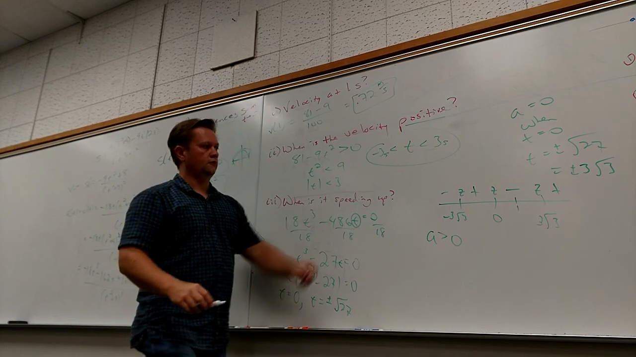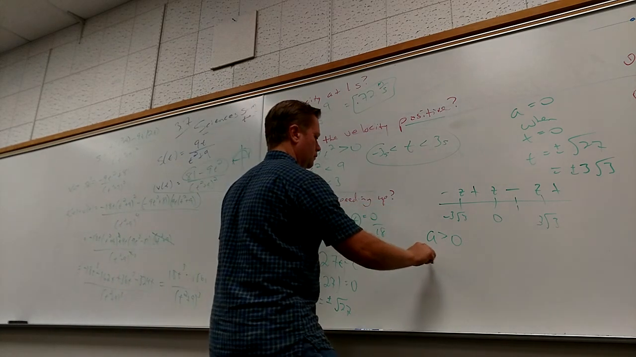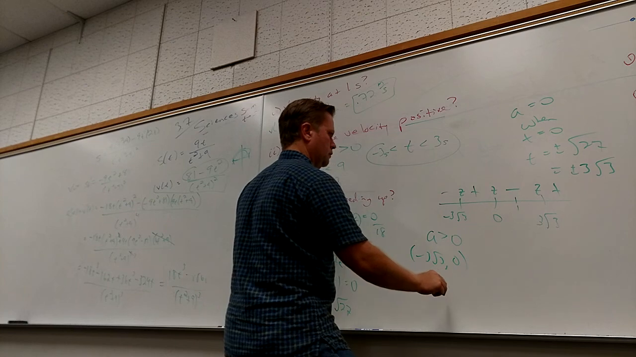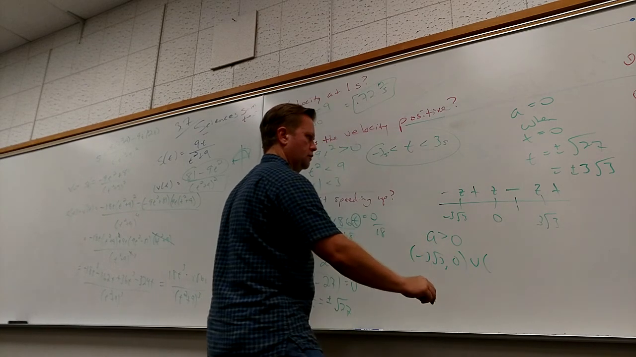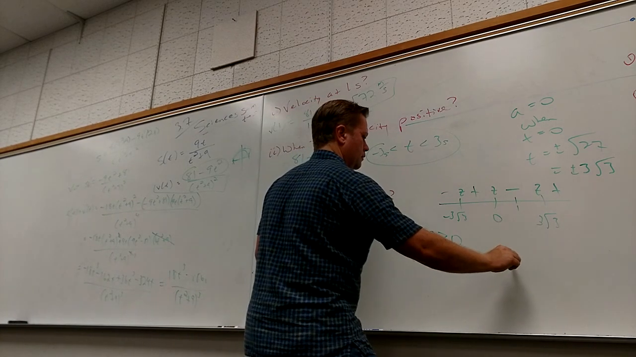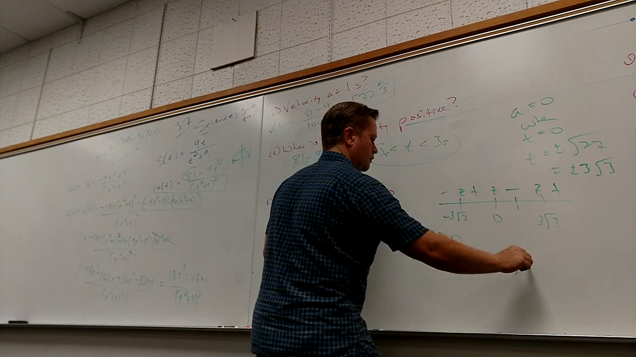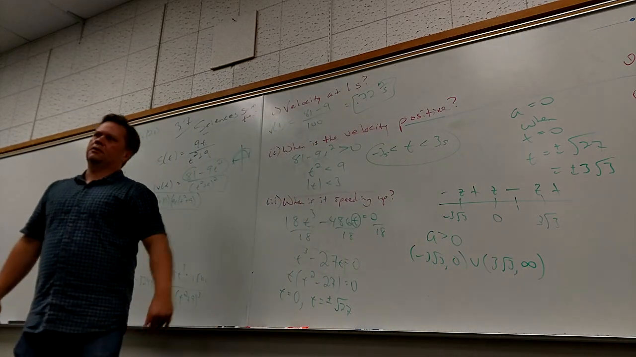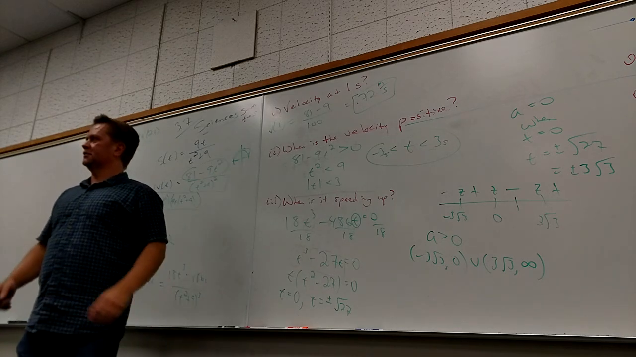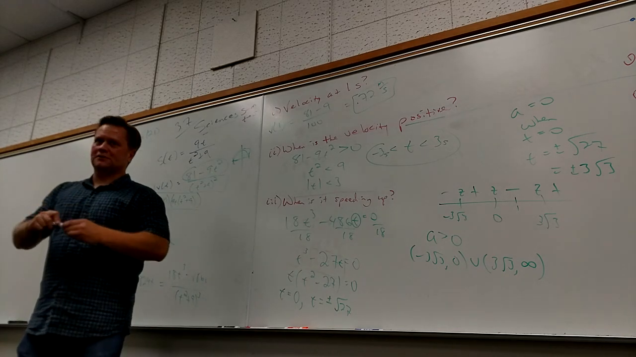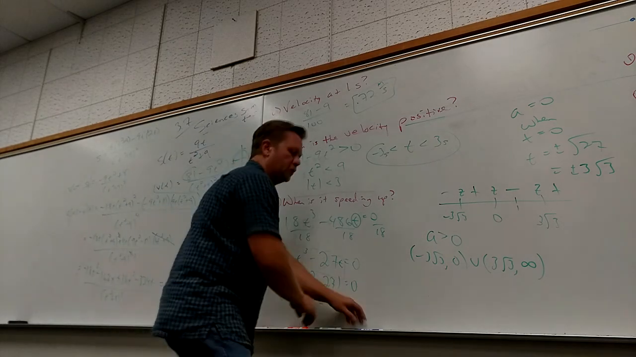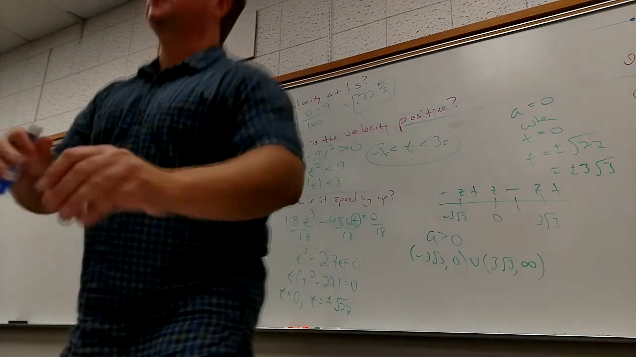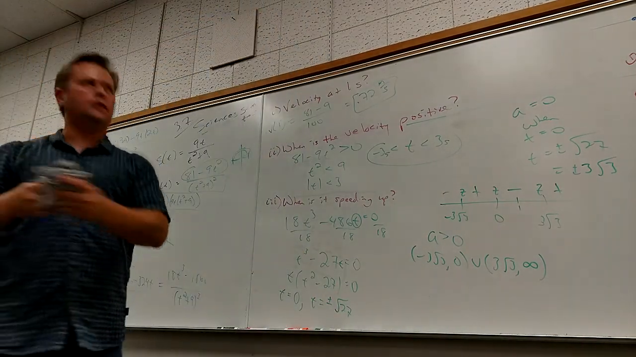At -3. From -3 root 3 to 0, to 0, unity. 3 to the square root of 3, infinity. Yep. So of course it's negative at the other places. All right. So let's see if we can do this. Let me put what we know about velocity and acceleration together so this answer is easier to see.